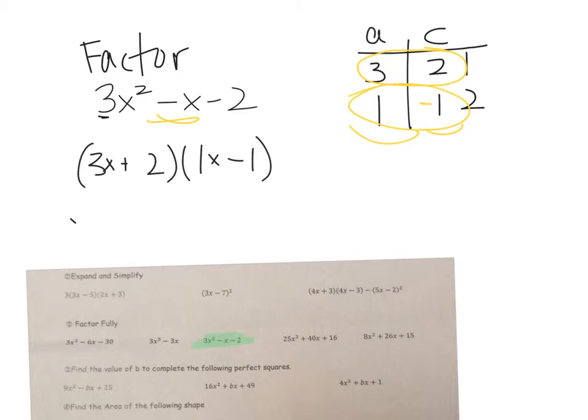3x times -1 will be -3x. 2 times positive x is 2x. So our -3x this way and our 2x this way make the -1 here. And of course the +2 times the -1 gives me -2.